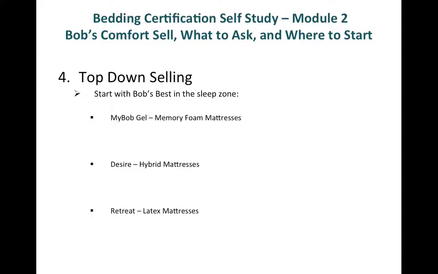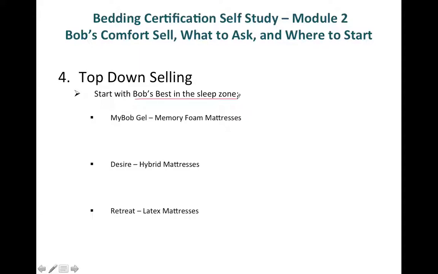So in this video, we're going to talk about top-down selling. Top-down selling is all about starting with the Bob's Best in the sleep zone. We have the best mattresses in the sleep zone, so when you start your selling process, you need to start with the Bob's Best.